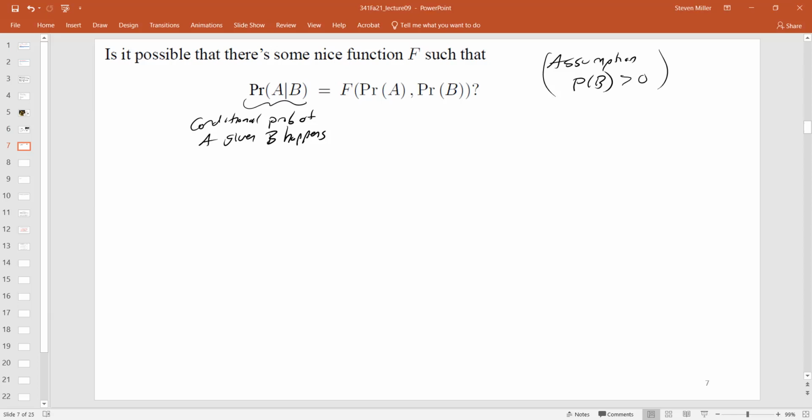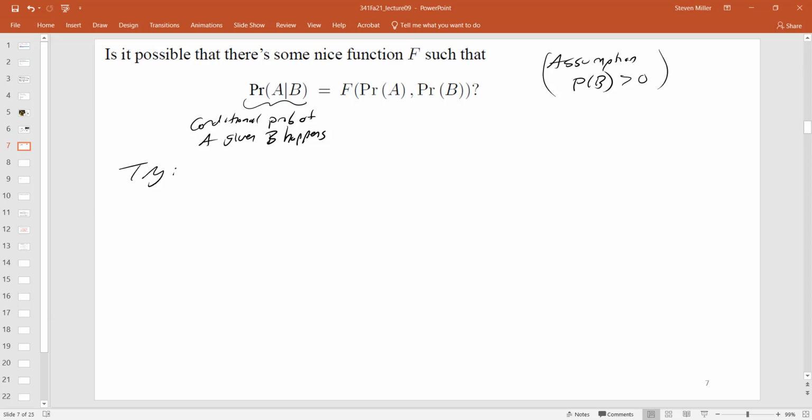So if I tell you that B happens, sometimes that should affect your opinion of the probability of A. So we want to try to find a formula. The simplest possibility is a formula that depends only on the probability of A and only on the probability of B. So the question is, could we find a formula that depends on just these two bits? Can anybody think of some interesting cases for A and B? Give me some interesting A's and B's.